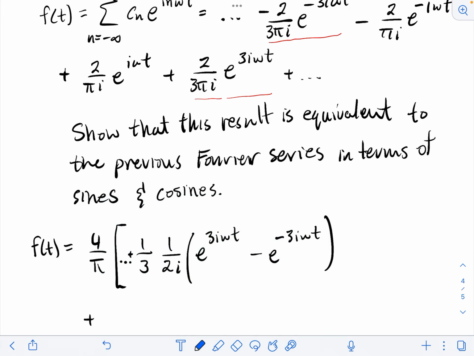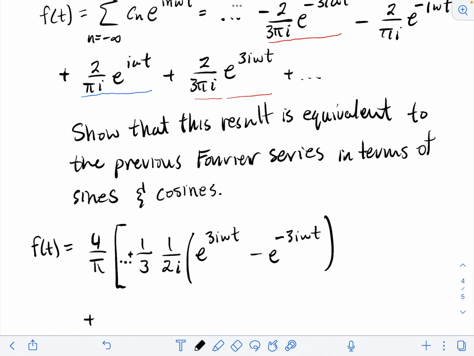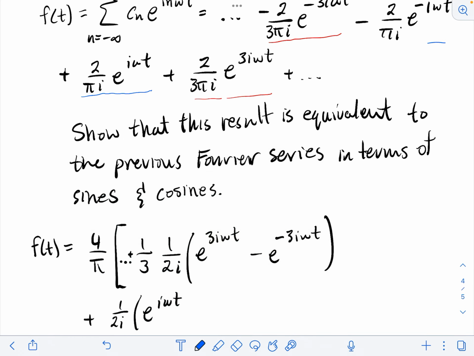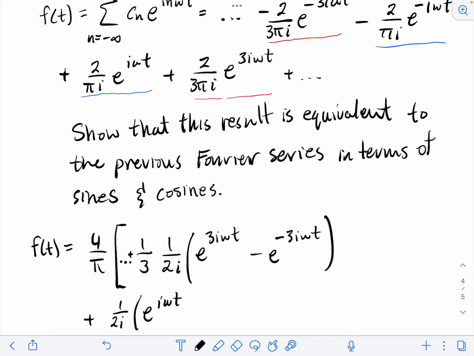But now let's think about the n equals plus 1 term. So we have to have a 1 over 2i out front, and then we would have an e to the i omega t. And that should be everything for that term. And then we have the n equals minus 1 term, which is exactly the same except for an overall minus sign and the fact that the exponential has a negative argument. So we'd have minus e to the minus i omega t. And then there would be more terms that we didn't write down.